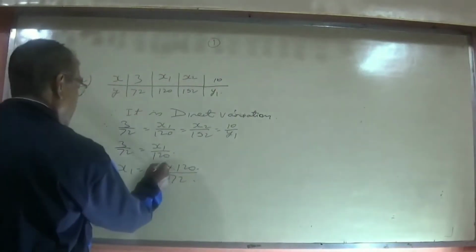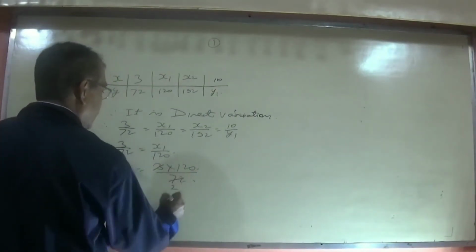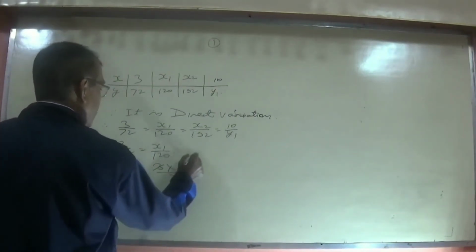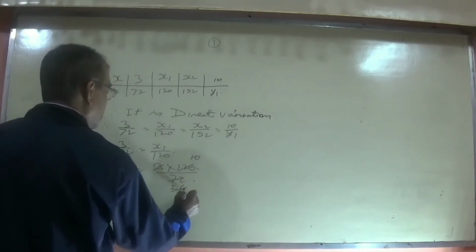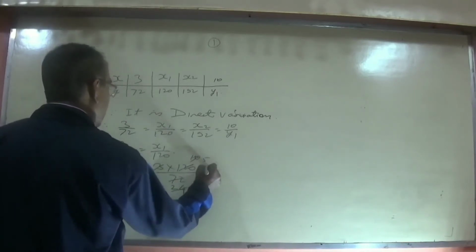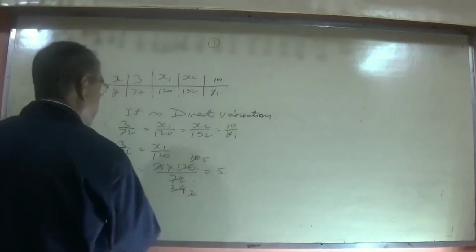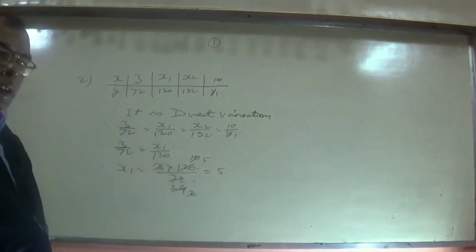3 2s are 6, 3 4s are 12, 10s are 12, 2s are 2, 5s are, it is coming as only 5. So x1 is 5. We have to make an index.